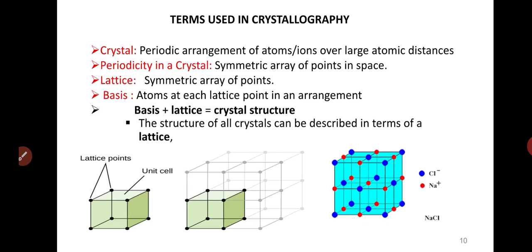So there are some terms used in crystallography, that is crystal, lattice, basis. The periodicity in a crystal, as I told, that symmetric array of points in space is called the periodicity in a crystal.